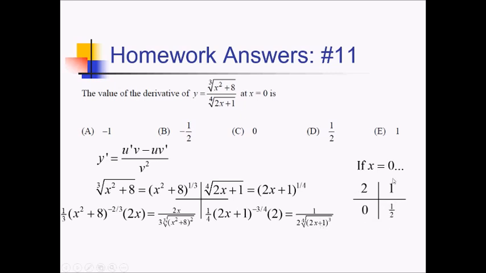Using the ribbon to put it all together, we've got 0 times 1 minus 2 times 1/2 all over v squared, so all over 1 squared. So this is 0 minus 1 all over 1, so just negative 1 when the dust settles, giving us answer choice A.